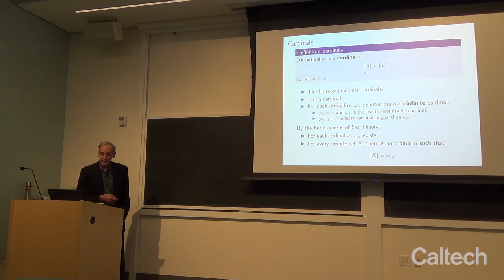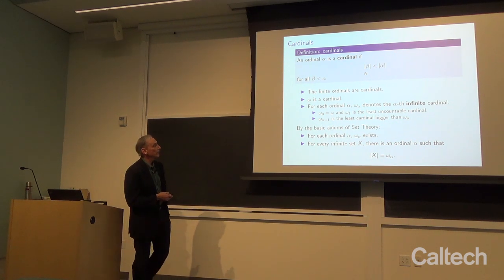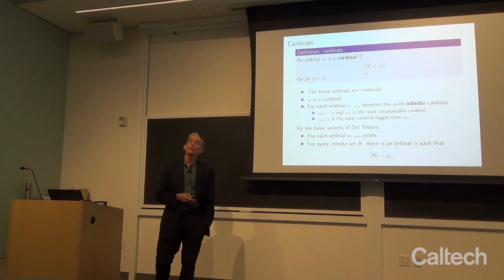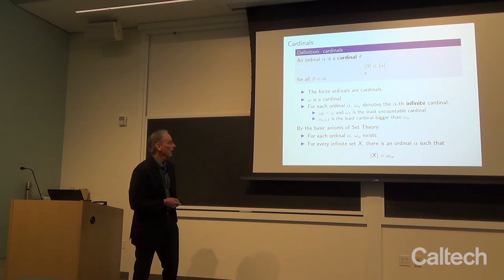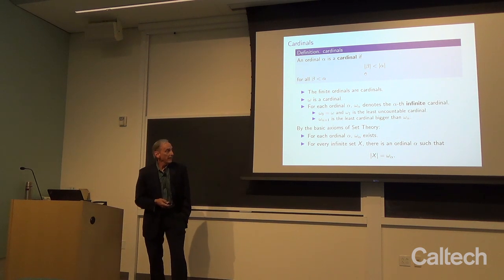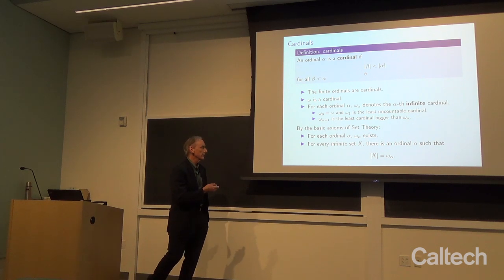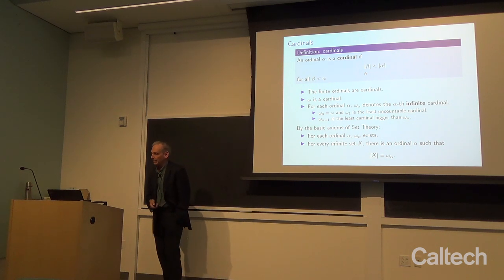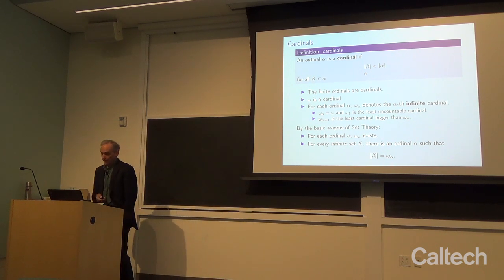By the basic axioms of set theory, for every ordinal alpha, omega_alpha exists. So there are lots of cardinals. There are as many cardinals as there are ordinals. It also follows from the axioms of set theory that if you have an infinite set X, then its cardinality is measured by a cardinal. So there is an alpha such that the cardinality of X is omega_alpha. That requires the axiom of choice.